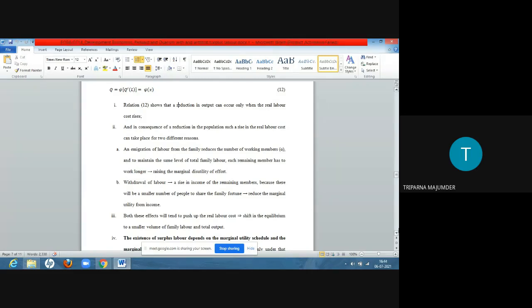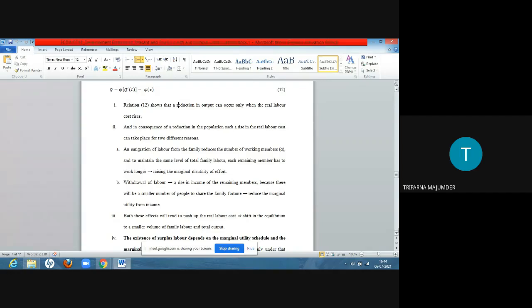An emigration of labor from the family reduces the number of working members alpha, and to maintain the same level of total family labor, each remaining member has to work longer. This will lead to a rise in the marginal disutility of effort. That means the numerator rises, so the real labor cost rises.